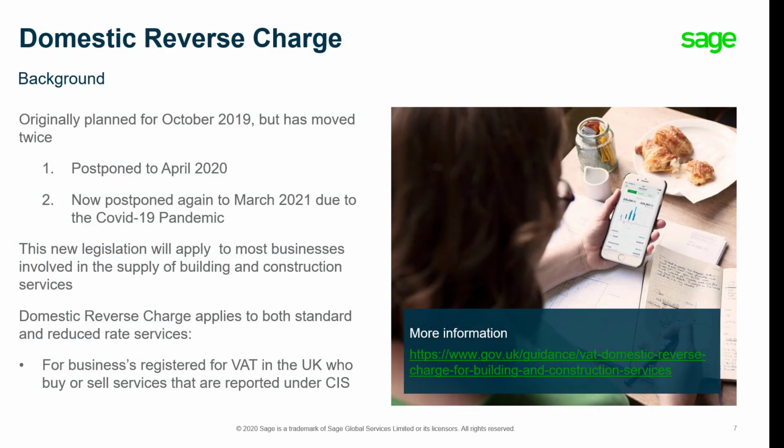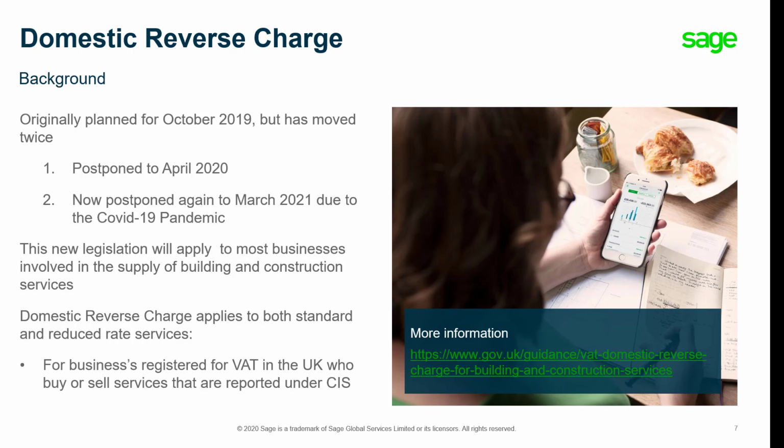I'm going to start with a bit of background first. This legislation was originally planned to take effect in October 2019, and it was postponed quite late in the day to April 2020, and that was to allow businesses more time to prepare. Due to the COVID-19 pandemic, along with everything else, it was postponed for a further 11 months to March the 1st, 2021. This new legislation will apply to most businesses involved in the construction services, and domestic reverse charge applies to both standard and reduced rate services. It's for businesses registered for VAT in the UK who are reported under the CIS scheme.